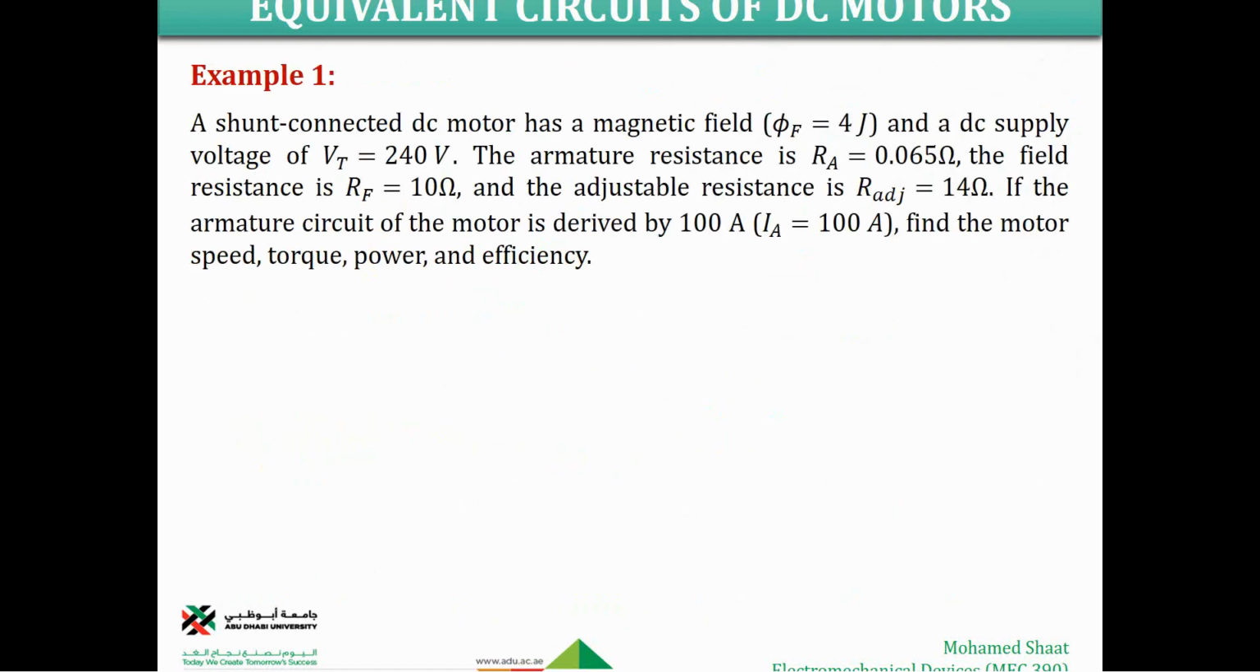Make sense? Now we're going to consider some examples on these DC motors. Also, we're going to see how we can deal with them if they are generators instead of motors.